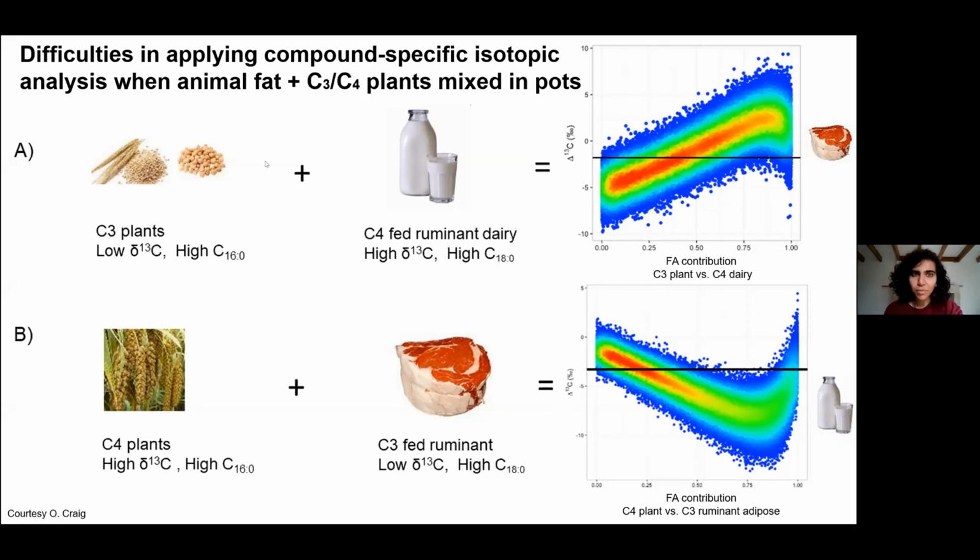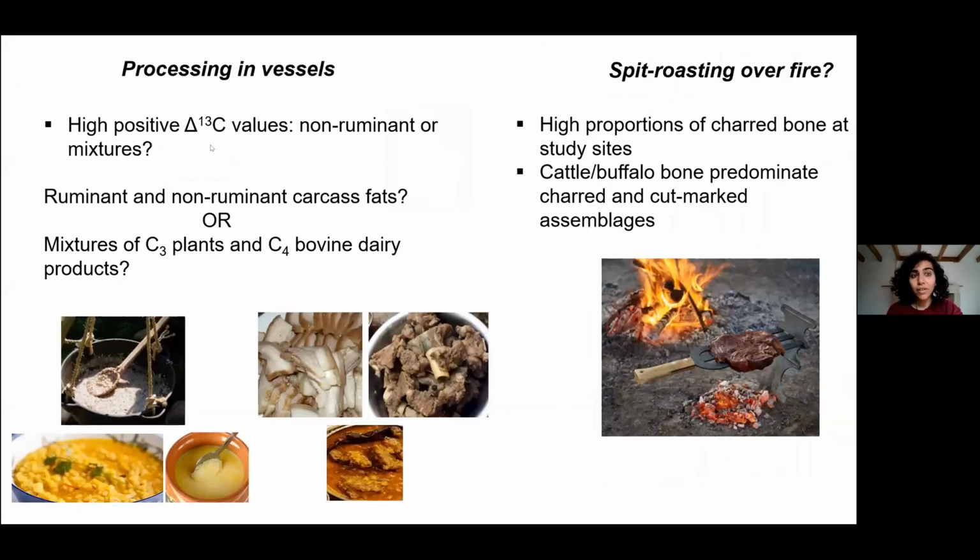So what was being processed in the vessels? I have a lot of these very high positive big delta values. Are they actually non-ruminants, or are they mixtures of dairy products and C3 plants, or of ruminant fats and plants? It could be both. It would be really interesting if non-ruminants were preferably cooked in vessels, but it is a bit challenging to explain this as the faunal record simply doesn't show such a high predominance of non-ruminants.